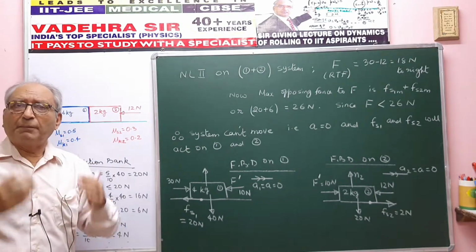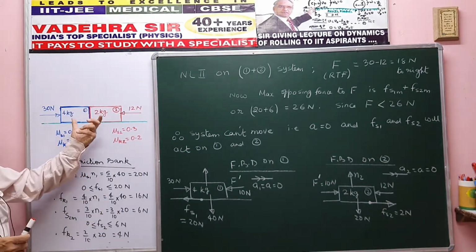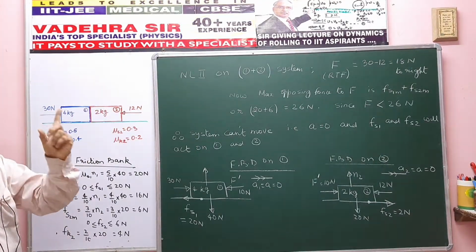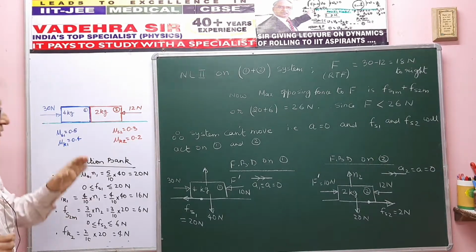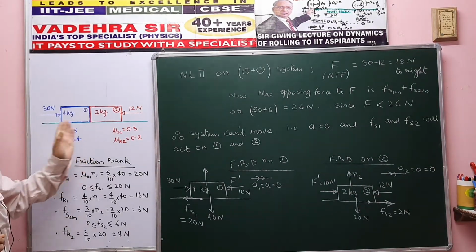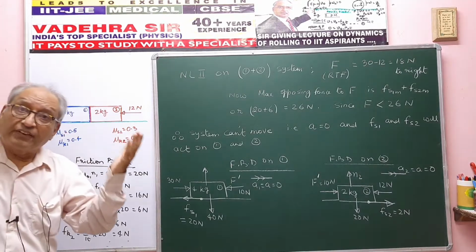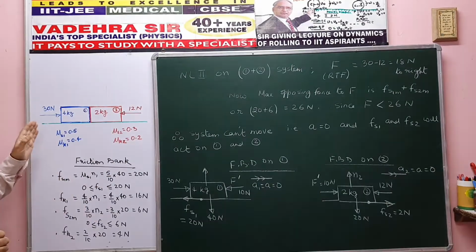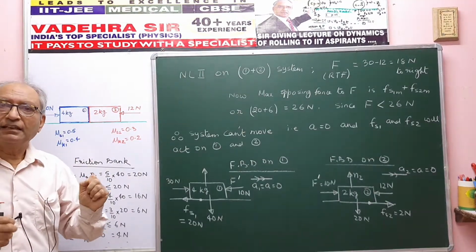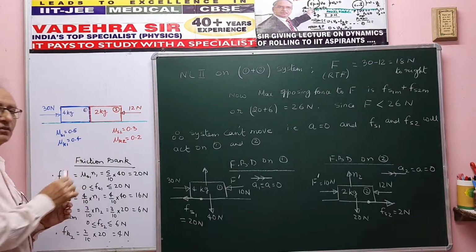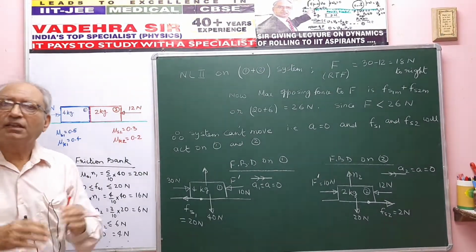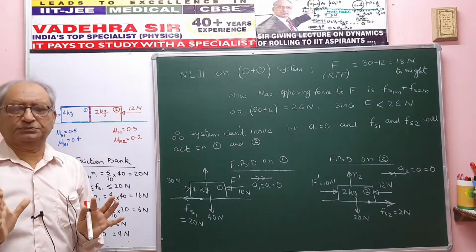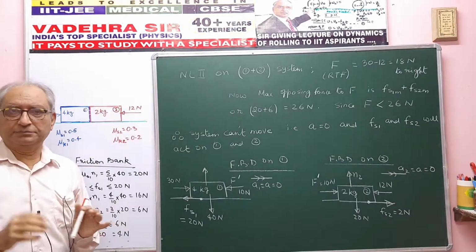And what is my purpose? My purpose is to find, number one, the acceleration of the system. The system is block 1 and block 2 added together. Number two, how much is the friction force acting on each block? Is the friction static? Is the friction kinetic? We'll see. And of course, number three, the contact force between the blocks, which I will denote by capital F dash, or capital F prime.